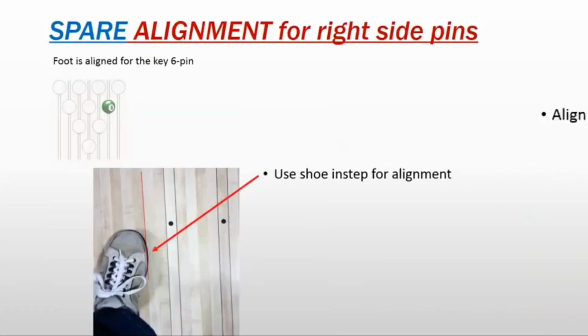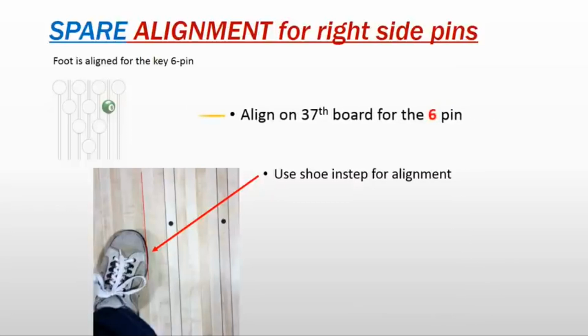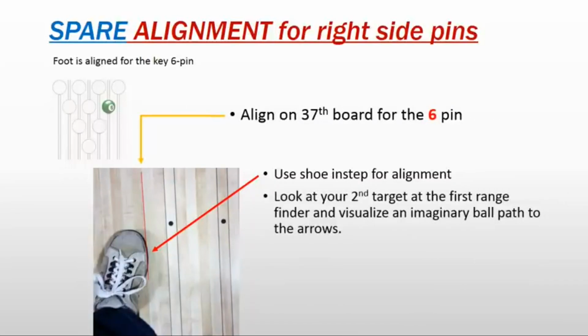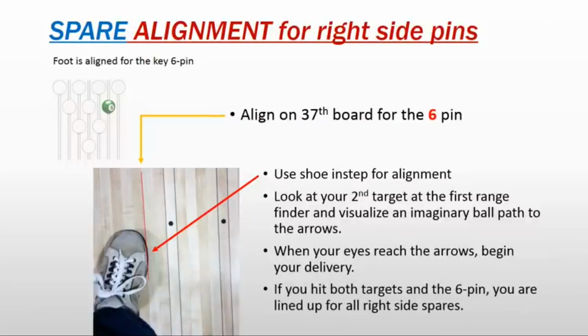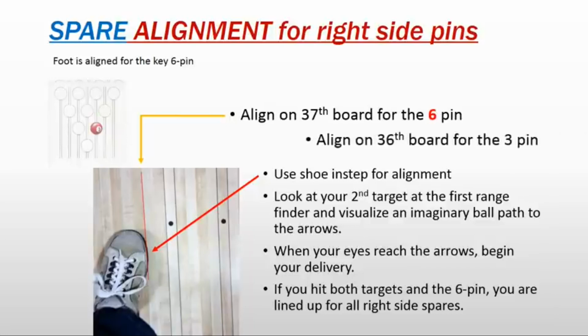Here's how to align for right side spares. Align yourself with a key 6 pin by standing on the 37th board. Look at your second target at the first rangefinder and visualize an imaginary ball path to the arrows. When your eyes reach the arrows, begin your delivery. If you hit both targets and the 6 pin, you are lined up for all right side spares.